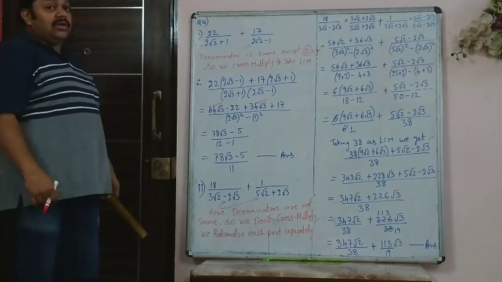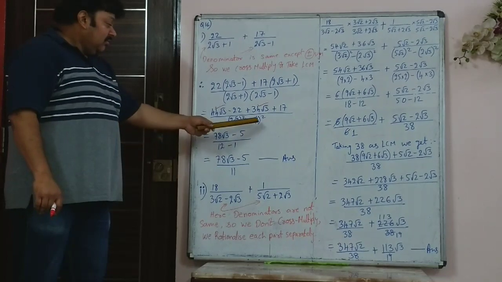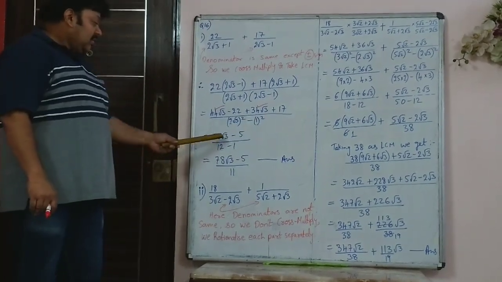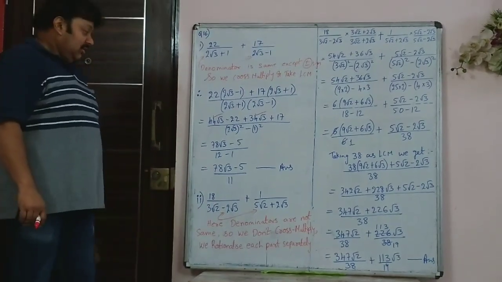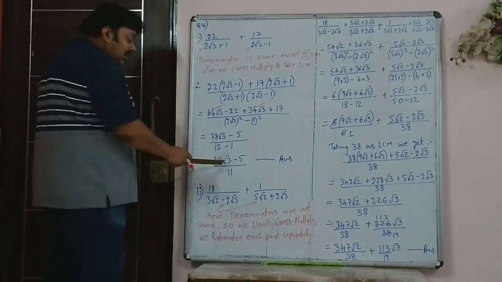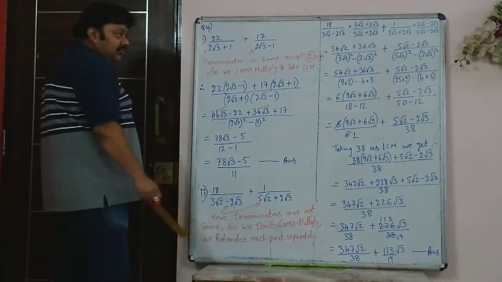Denominator is 2 root 3 the whole squared. So that is 4 into 3, 12 minus 1. So 78 root 3 minus 5 upon 11. You can even write it as 78 root 3 upon 11 minus 5 by 11, or leave it here.